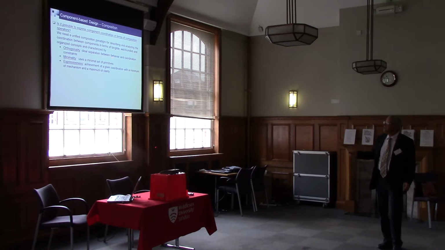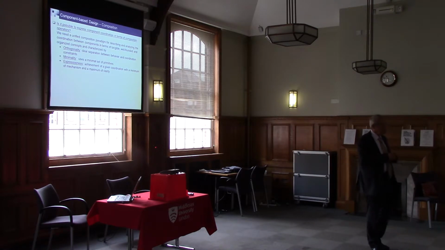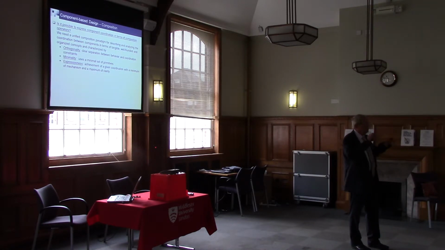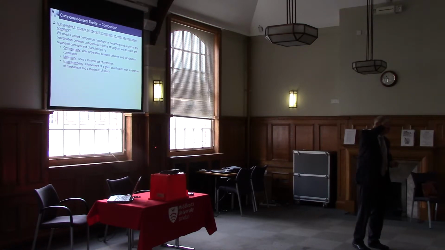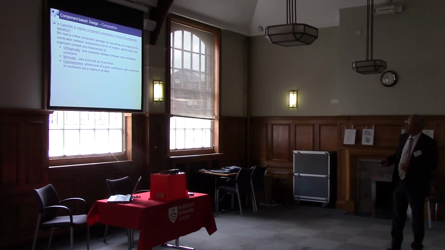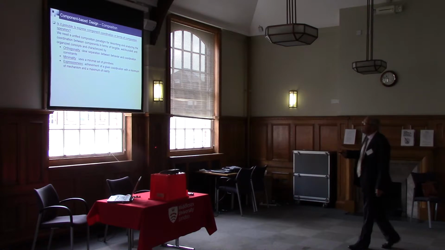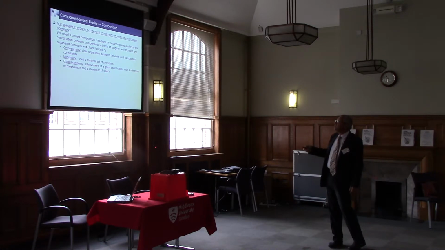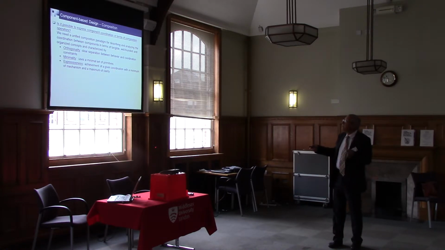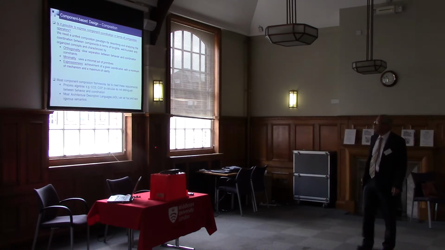We need clear separation between behavior and coordination constraints, because we have components, they have behavior, and coordination is expressed only in terms of constraints. You don't have extra components that can play the role of coordinators. I will explain this. Minimality: use a minimal set of primitives, of course, not too many. And expressiveness, of course: the coordination mechanisms are expressive enough to express any kind of coordination.